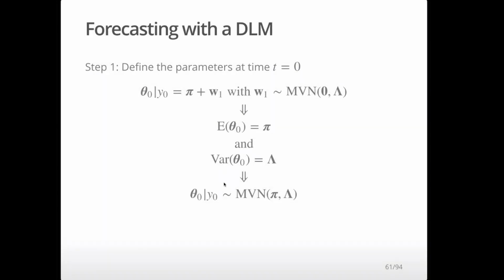Okay, so rewriting that, we would say the distribution of our parameters at time 0, given no information, we're back at time 0, is just going to be drawn from a multivariate normal with a mean pi and some covariance matrix lambda. Okay, so this is where we have to start. This is ground 0.